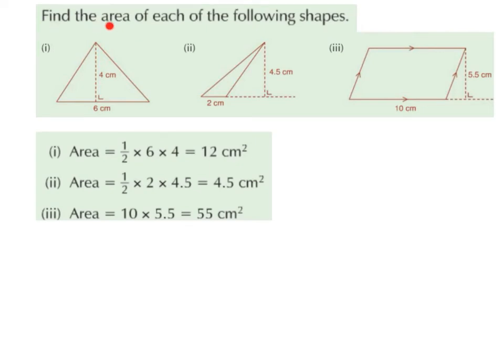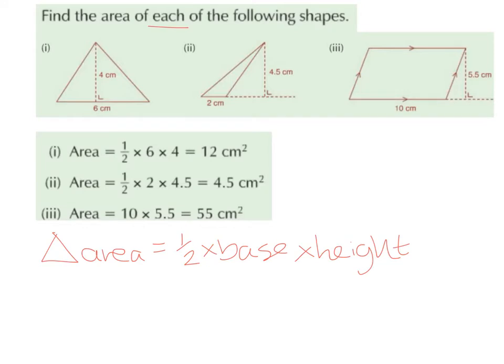Find the area of each of the following shapes. So here we have a triangle, and it has a base of 6 and a perpendicular height of 4. And the formula for the area of a triangle is half times base times height. But it's very important that it has to be the perpendicular height, not the slant height. So this would be the slant height, or this would be the slant height, but this is the perpendicular height.